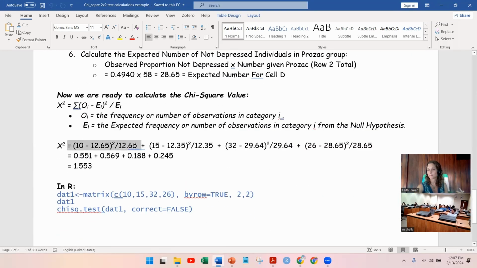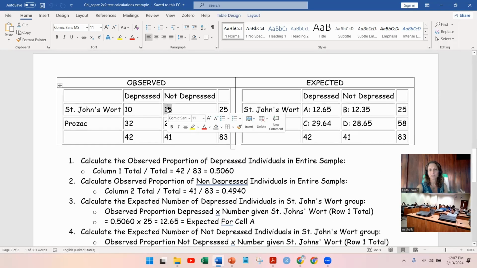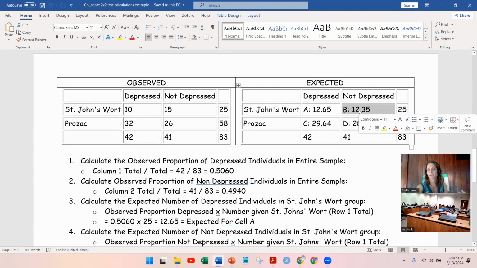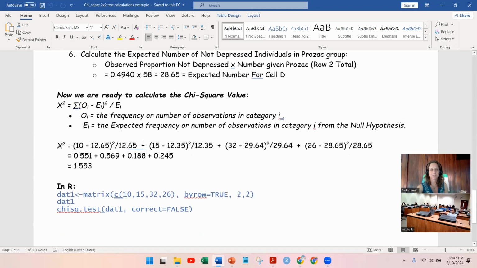and that's your first chi-square number, right? And then you can take, again, observed 15, observed St. John's wort not depressed minus expected 12.35 squared divided by 12.35, and that's your second chi-square number that you get here, and so on and so on. And then once you calculate each one of these, you sum them up, and this final number here is your chi-square statistic. That's your chi-square statistic.